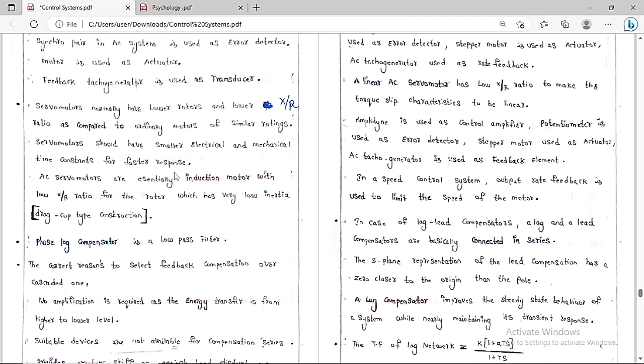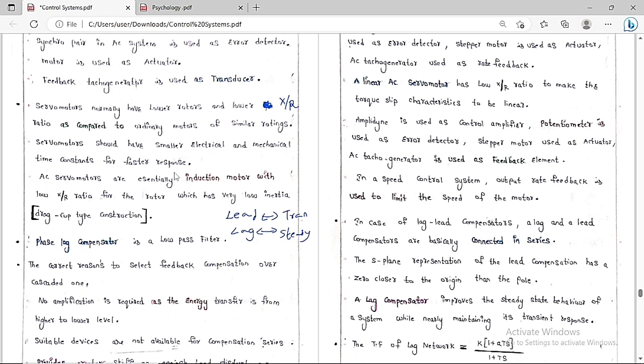The next point is that the phase-lag converter is a low-pass filter. I have already told you many times how to remember the shortcut. Here it is a lead, here it is a lag. Lead has more volts, so transient also has more volts. A lag has less volts, so steady also has less volts.